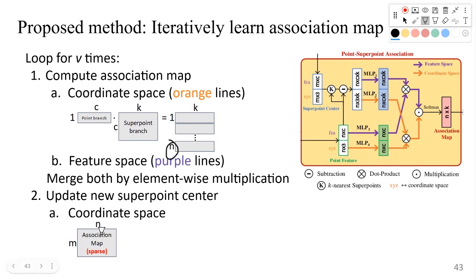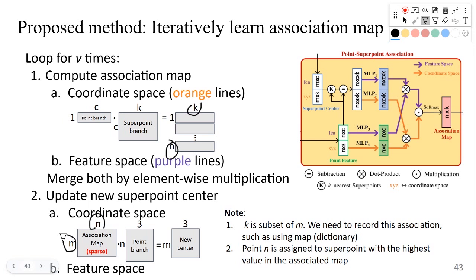N corresponds to this one, and k corresponds to m here. But in this case, k is a subset of m, right? For example, in the first point here, let's say the k nearest superpoints associated with the first point are the second superpoint, the sixth superpoint, the eighth superpoint, and so on and so forth.